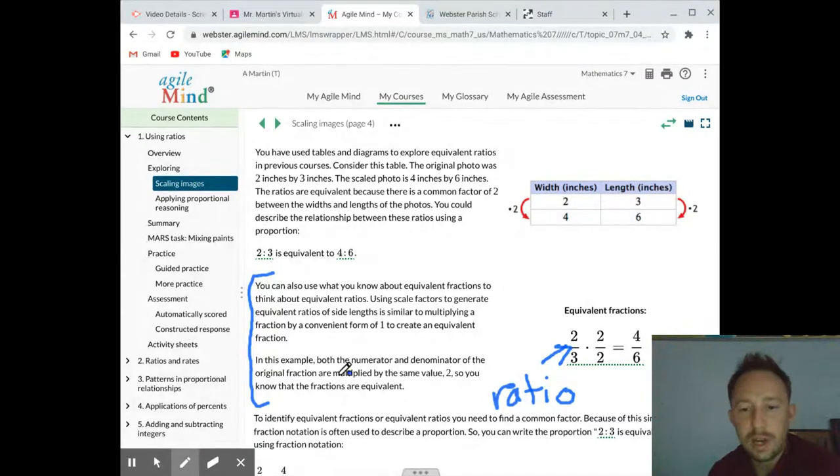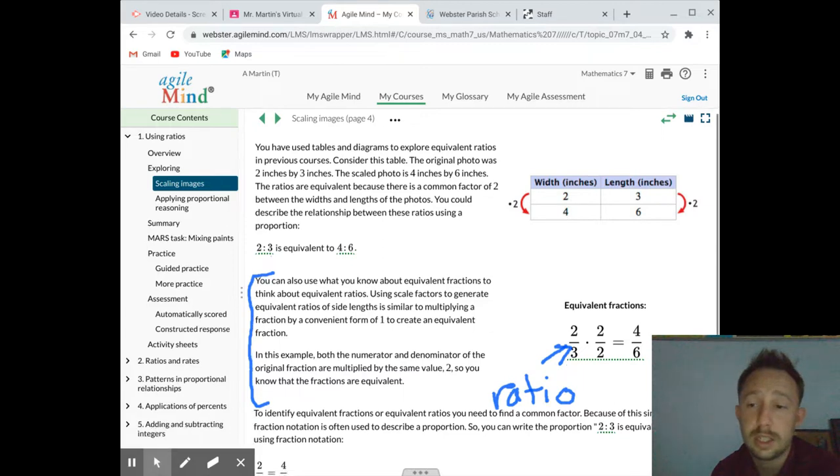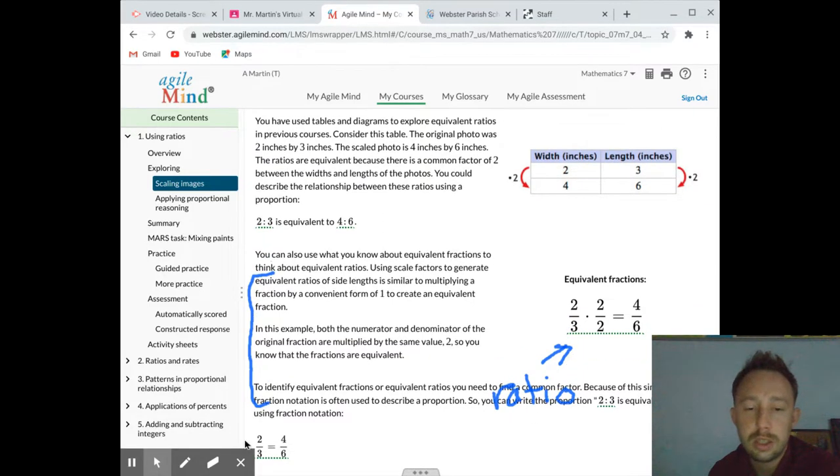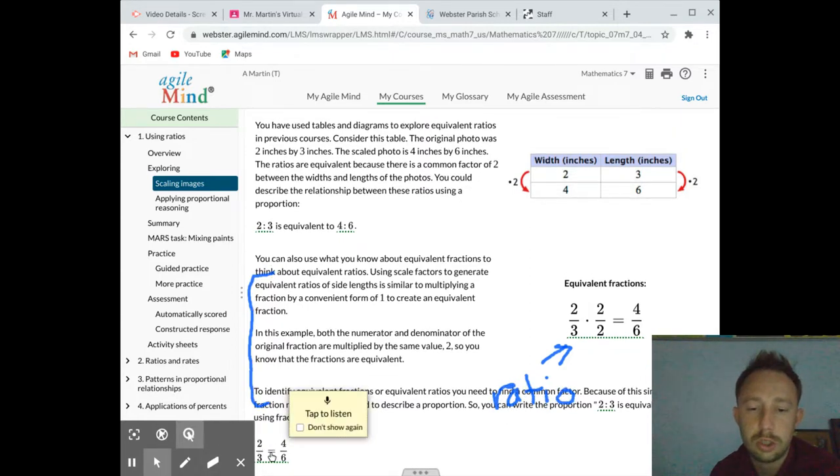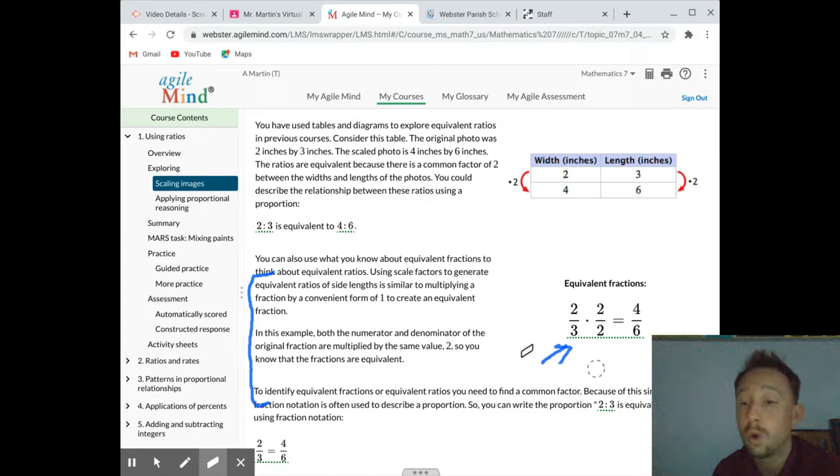All right. To identify equivalent fractions or equivalent ratios, we need to find a common factor. And because of the similarity, fraction notation is often used to describe a proportion. It says that we can write a proportion such as 2 to 3 is equivalent to 4 to 6 by using fraction notation. If we look right here where it says 2/3 equals 4/6, this is using fraction notation to show that these two are equivalent, or are the same as, or are equal to each other.